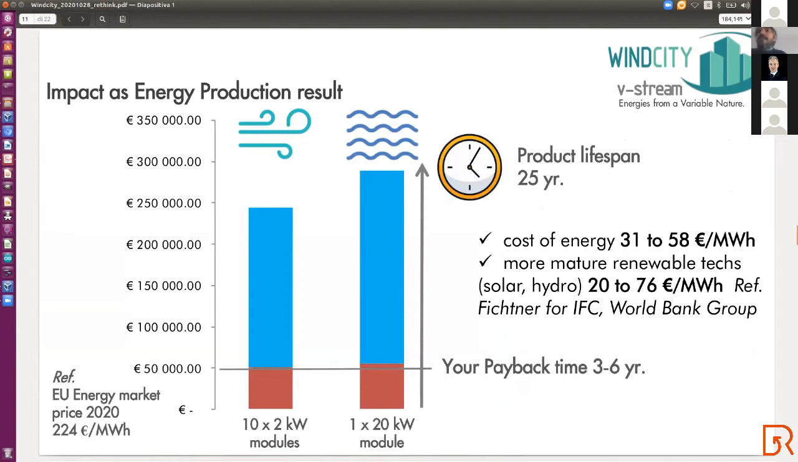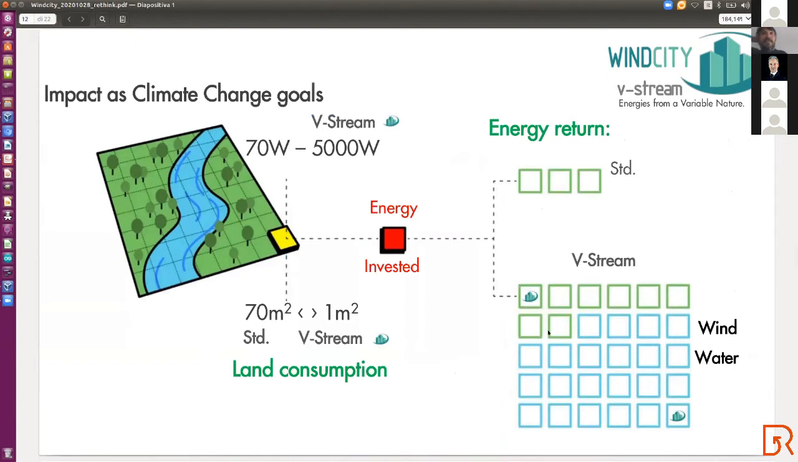We have impact as an energy production result. We are able to have a levelized cost of energy which is in line with the most mature renewable techs, with a payback time from 3 to 6 years. But we also have impact for climate change goals. We have impact with land consumption. We can consume even 70 times less than a solar photovoltaic panel if we go to water. And also we have results in terms of energy return on energy invested.